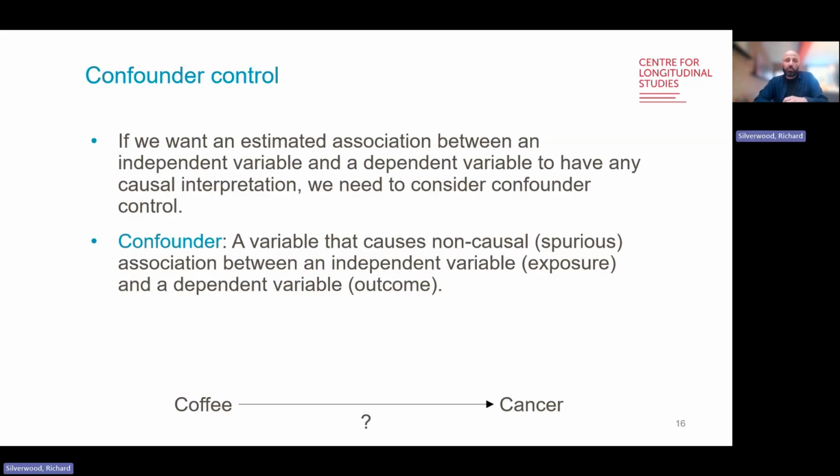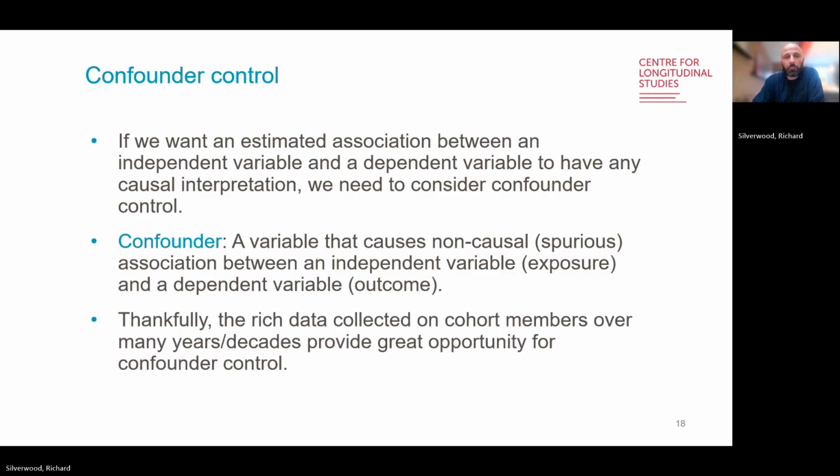Or for a more concrete example here, we're interested in the potential effect of coffee on cancer. We would want to think about whether there's any potential for confounding. So one obvious factor here we might consider is smoking. If in the population, people who drink coffee are more likely to smoke, and smoking itself causes cancer, then smoking could be an important confounding variable that we would want to control for in some way in our analysis.